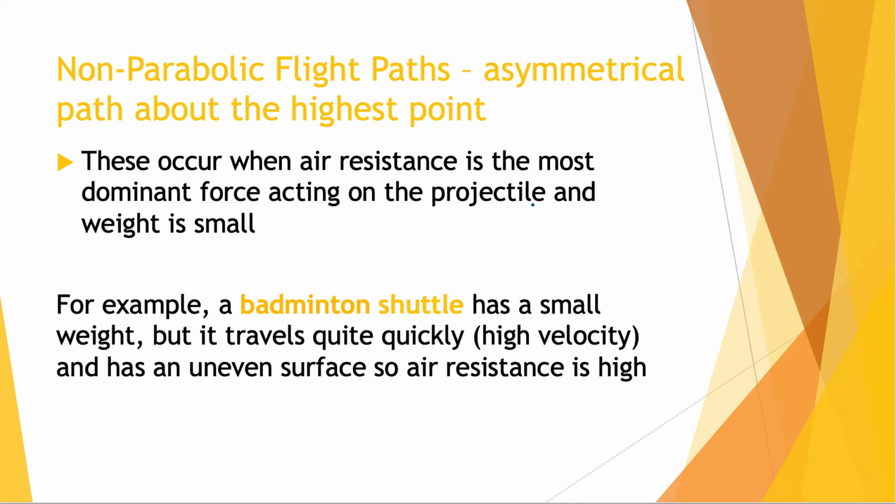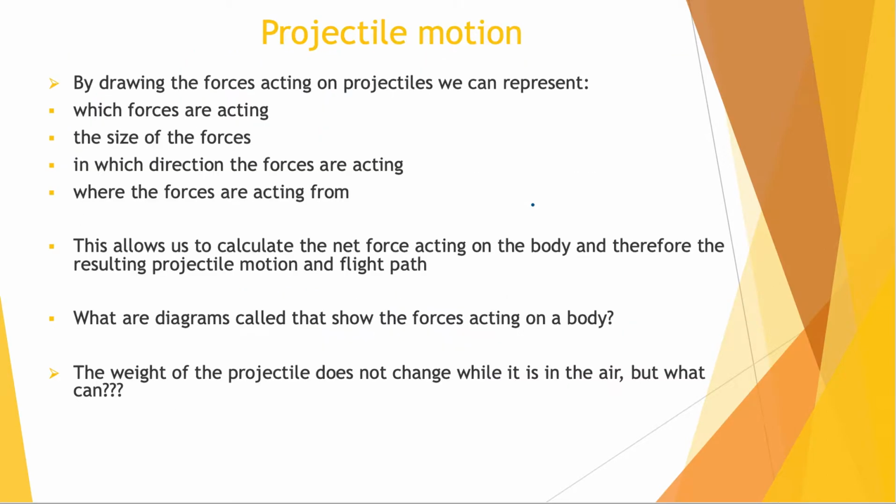Whereas a shuttlecock, a badminton shuttle, has a very low weight, but it travels at high velocity through the air, and it's got uneven, rough surface characteristics, which makes air resistance very high. When air resistance is the dominant force, then we get this non-parabolic flight path. And so we can use a free body diagram, just like we've done before in year 1 when we looked at drawing forces on a body.